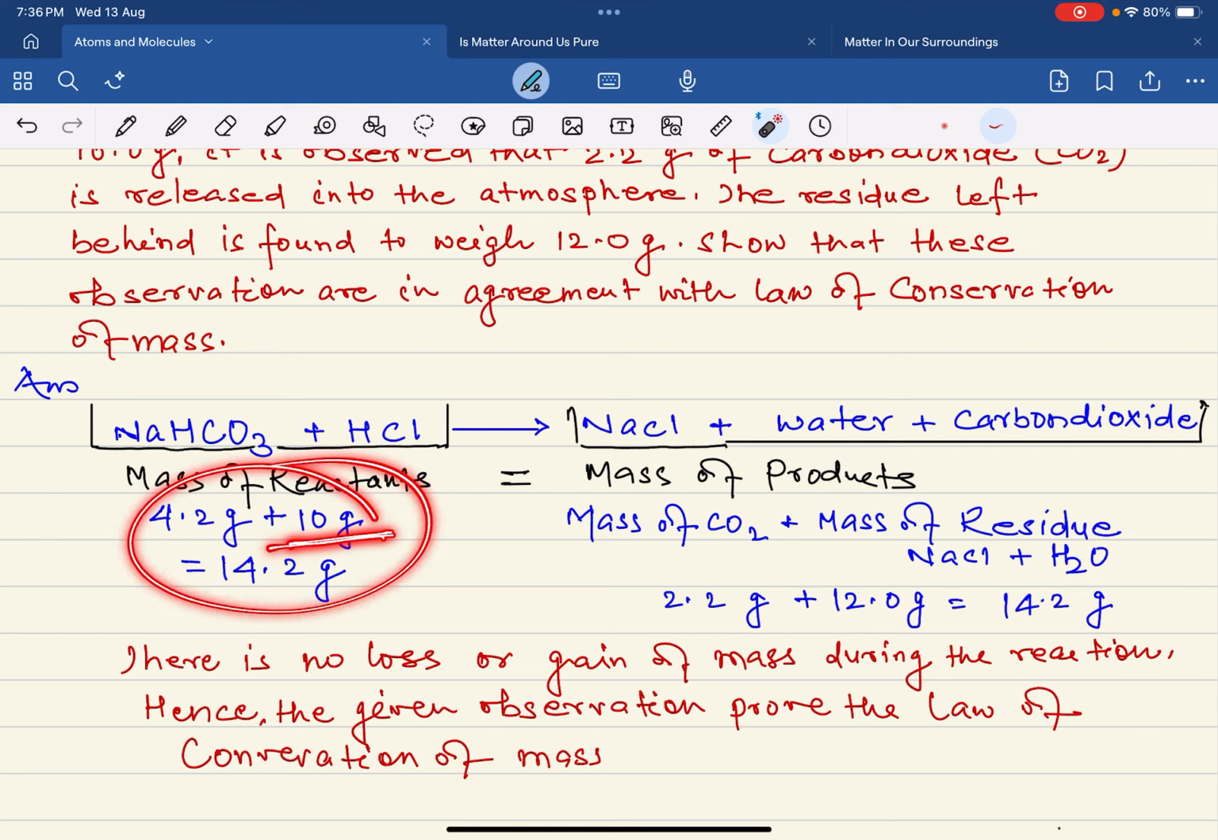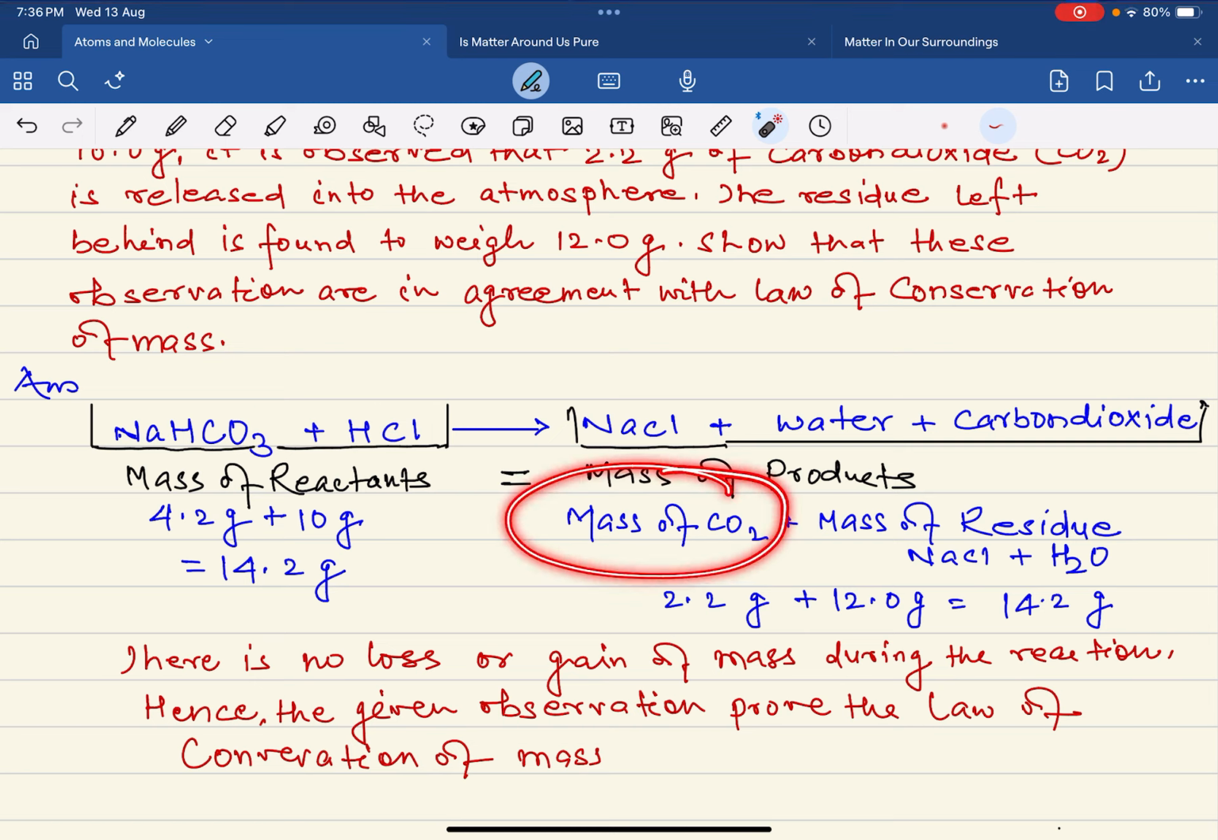So, the total mass of reactant is 14.2 gram, and the mass of product is divided in two parts, in the form of sodium chloride, water and carbon dioxide. Mass of product is divided in two parts: mass of carbon dioxide and mass of the residue. Residue means the amount left after the removal of carbon dioxide.